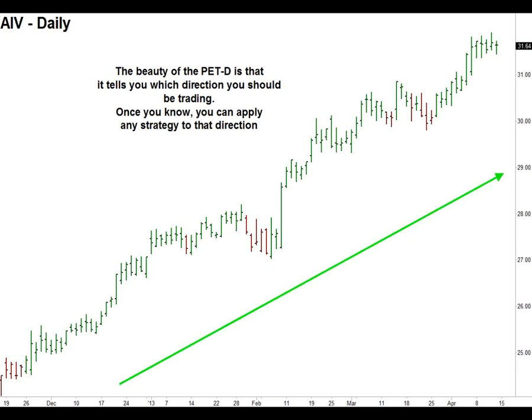I was trying to pick tops and bottoms. But the beauty of the PET-D is that it puts you in the right direction, and once you really change your mindset into trading with the trend, you'll really see how much better you'll sleep at night and how much more profitable your trades are because you're in sync with the market. And that's what the PET-D does. It actually puts you in sync. So once you know the direction of the trend, you can apply a strategy to that direction.